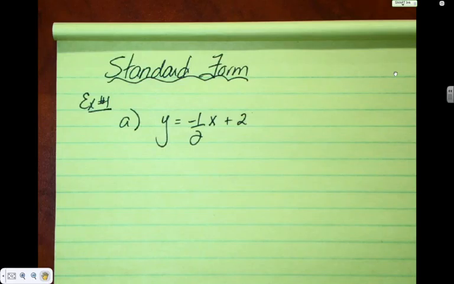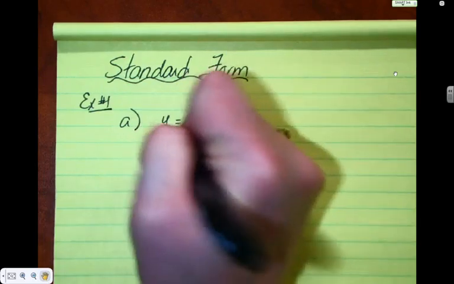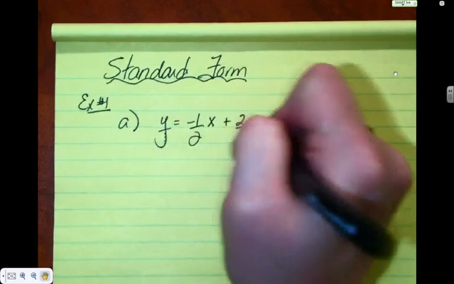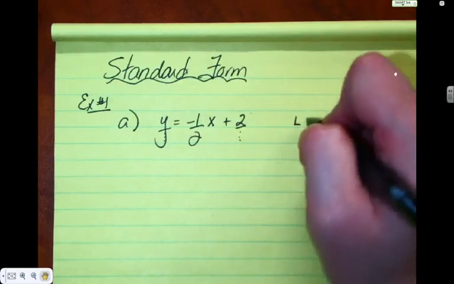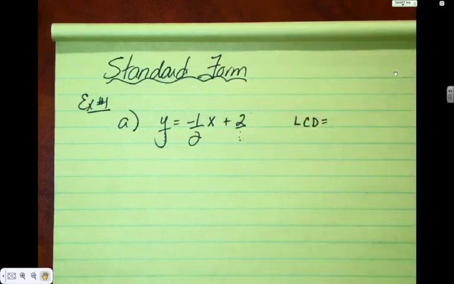Okay, step number 1, are there any parentheses? No, so we're jumping to step number 2. We're looking at the lowest common denominator. The y is over 1 that we don't see, and the 2 is over a 1 that we don't see. So what's the LCD between 1, 2, and 1? 2.